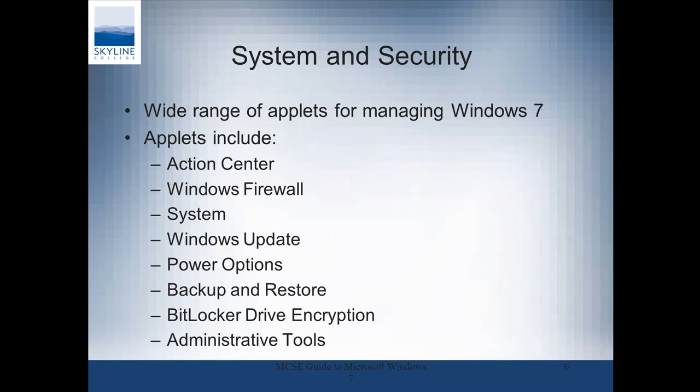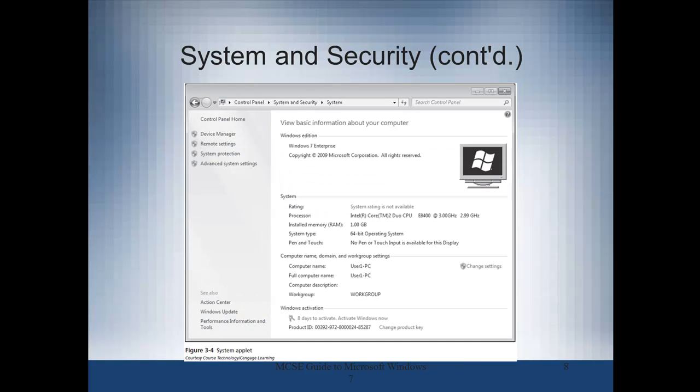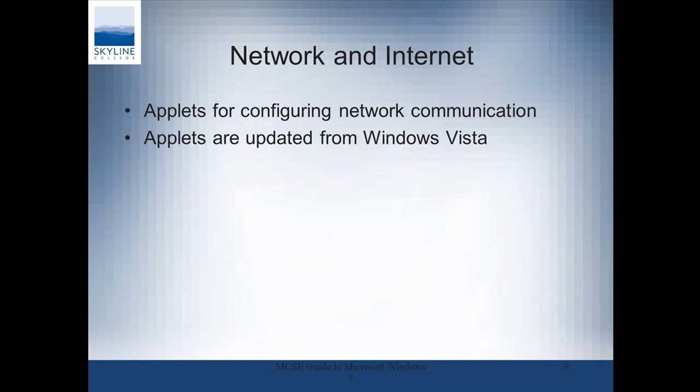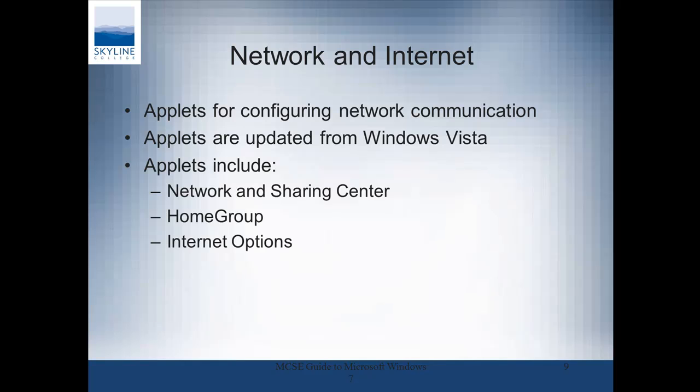Wide range of applets, yes, they're all there. You've seen a number of them. Windows Update, we've looked at some of those things, power options, and you're going to go through a number of those. That's why, yes, they are there. And we've already looked at some of those things. Network and Internet activity, configuring the network communication, and they're going to take you through some things in there. Network and Sharing Center, Home Group, Internet options are all there.